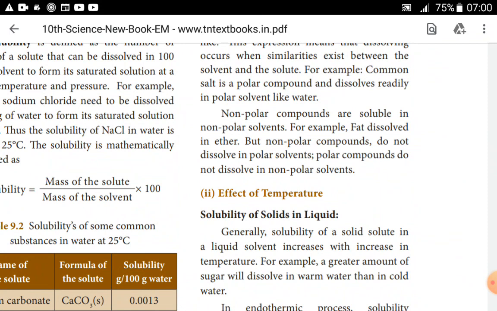Fat cannot be dissolved by water. Fat dissolves in ether. Non-polar compounds do not dissolve in water, that is a polar solvent. Similarly, polar compounds cannot be dissolved by non-polar solvents. Polar compounds like sodium chloride cannot be dissolved by non-polar solvents like ether.